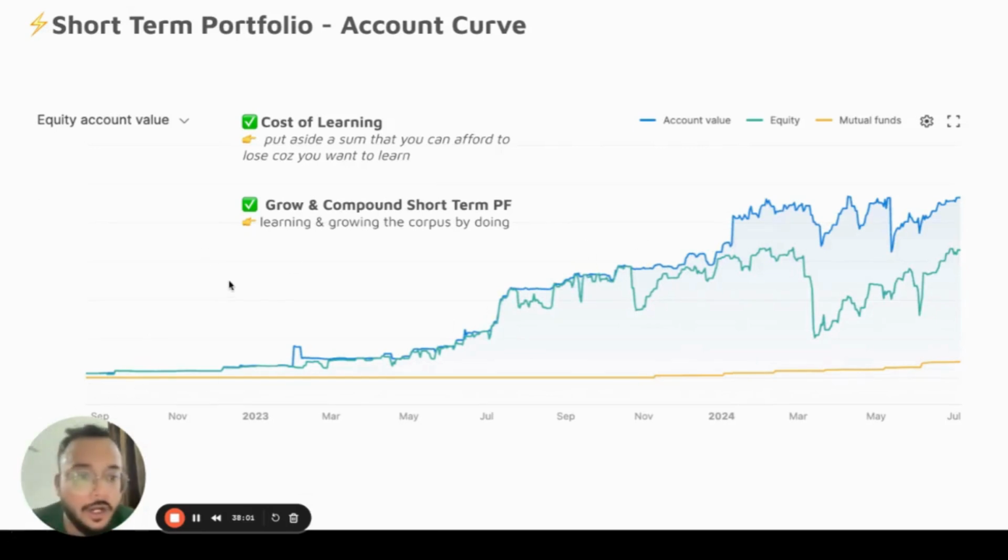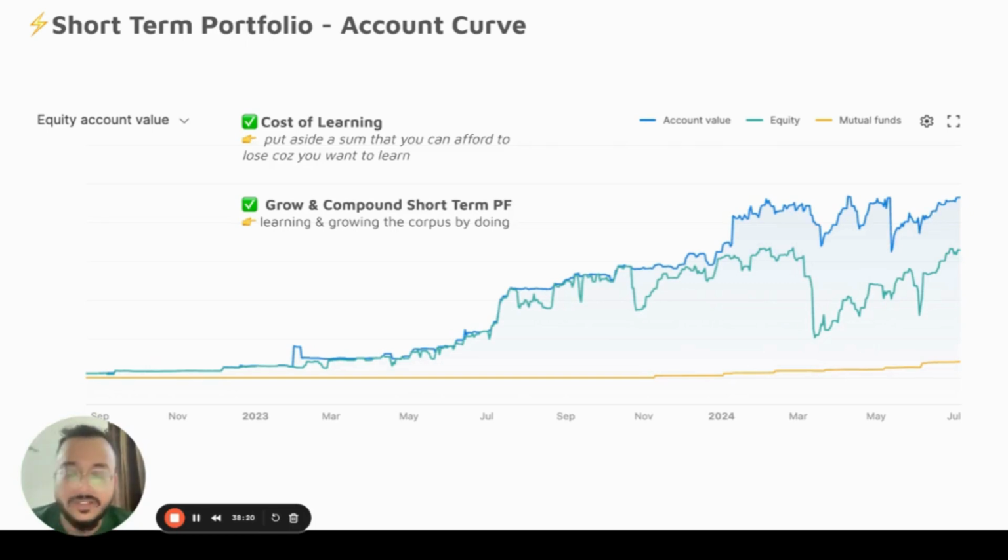I have done stock trading, I've done index trading, I've done FNO, I started using Coin also. So the yellow line that you see is Zerodha Coin, small SIPs you're seeing. The green line is the actual cash curve, and the blue line is the total amount curve. So yeah, I think why I created a short-term portfolio.